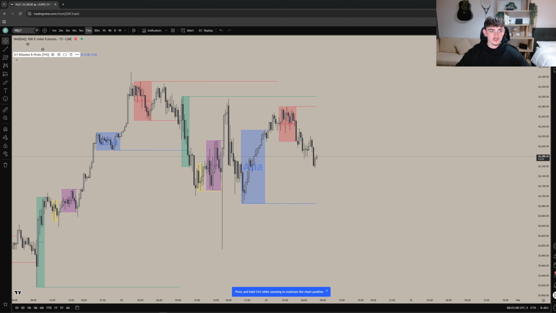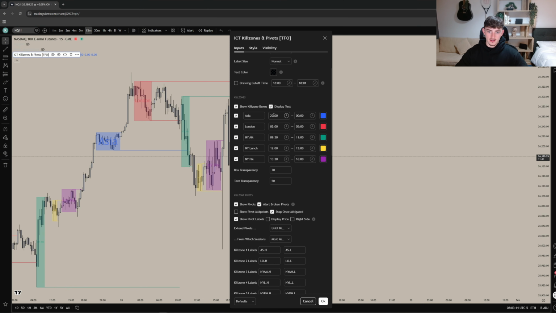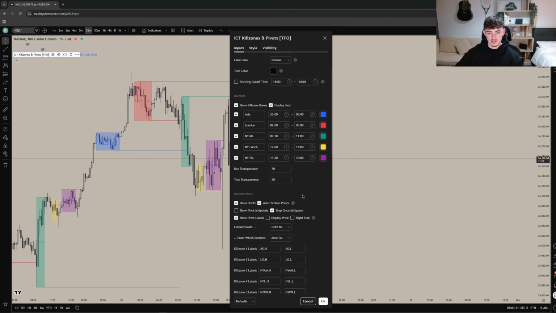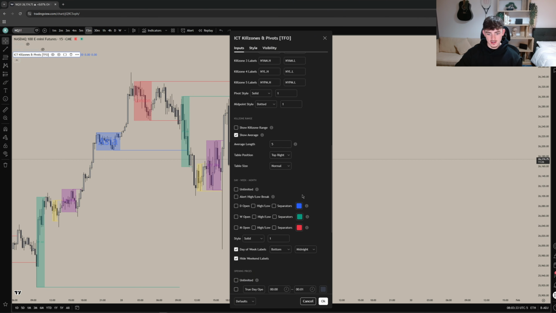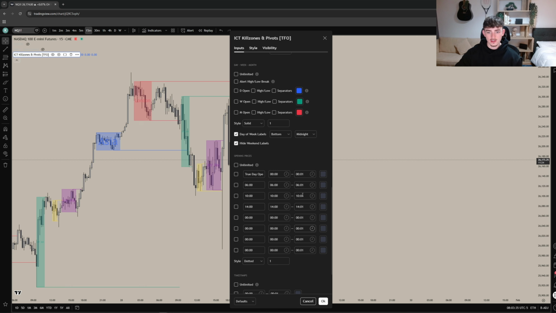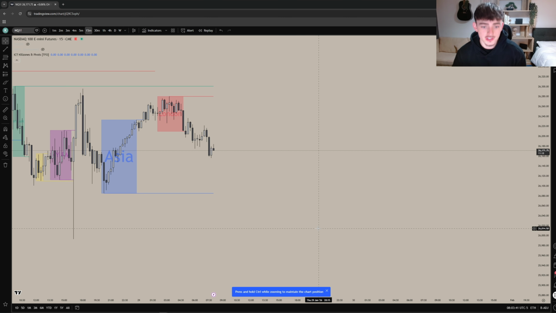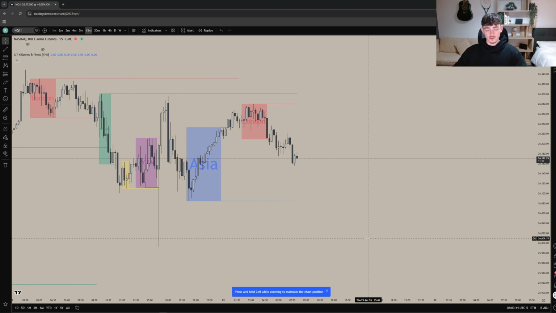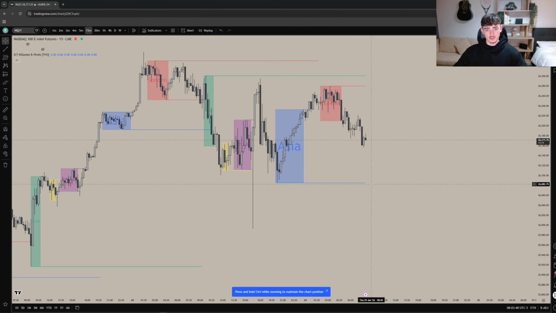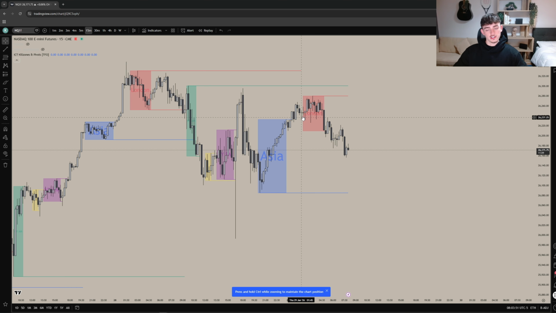Now the settings you want to use for these: Asia 8 to midnight, London 2 to 5, New York AM 9:30 to 11, New York lunch 12 to 1, New York PM 1:30 to 4. There we go. There's the box transparency, text transparency, and all the other settings here. Pause it if you need to. Don't use any of these. And that's that. This will basically show you where the sessions are, and sessions are good for the use of liquidity, which we'll get into in a second. But it's just good to know where the market has actually traded overnight.